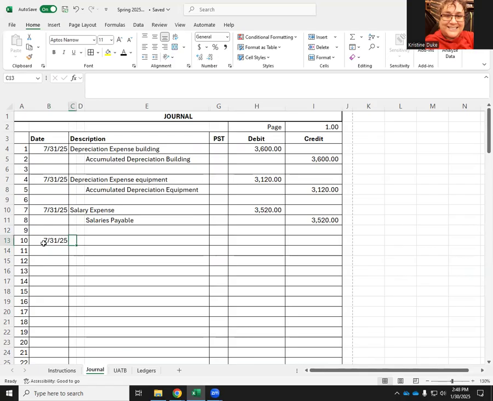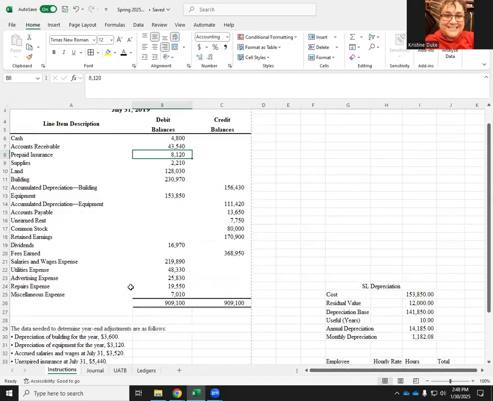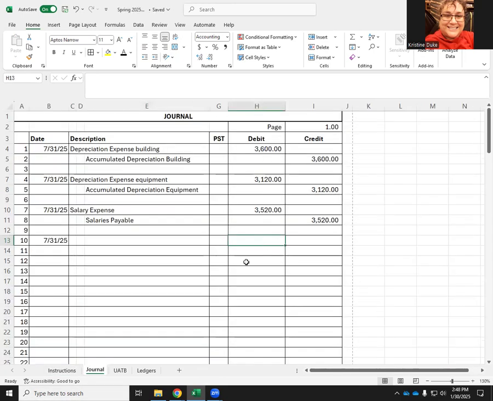Unexpired insurance at July 31st is $5,440. Well, what was my prepaid insurance? It was 8/1/20. What's on my 8/1/20? They're saying that I still have 5,440. So that must be what has expired. So that is my insurance expense. And then my offsetting entry is prepaid insurance. Okay, good.